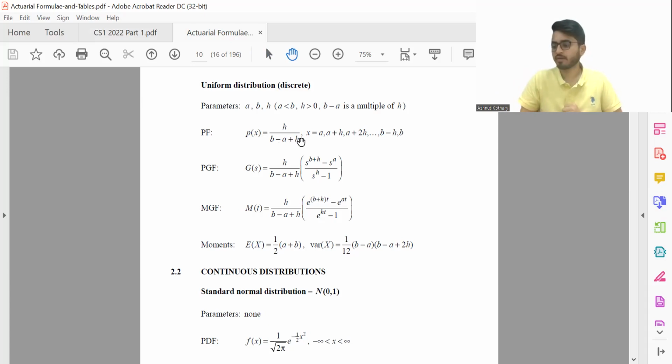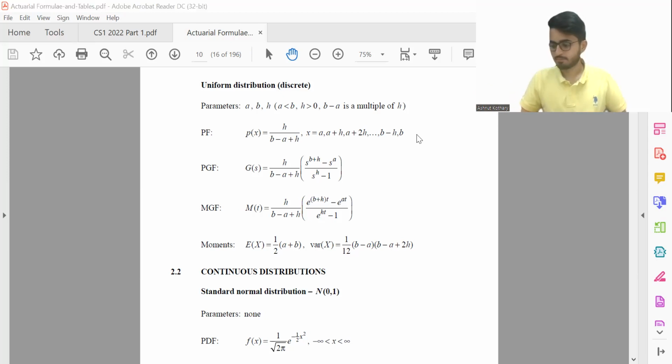And what are the possible values of X given over here? A plus H, A plus 2H, and so on. So this is the format in which they have given the uniform distribution. Generally, a common way is we just assume H to be 1 itself. So this will simplify to X taking the values A plus 1, A plus 2, and so on till the value B.